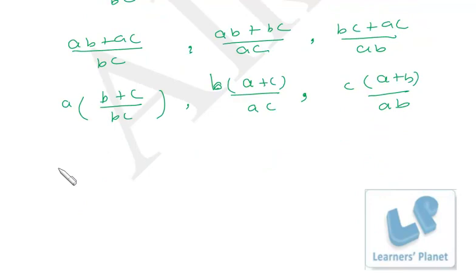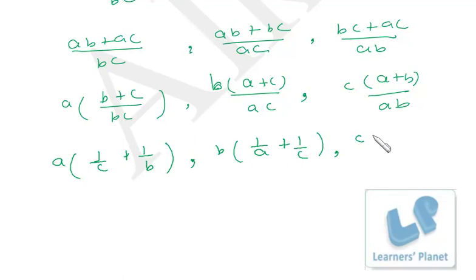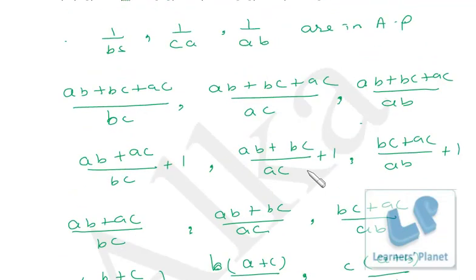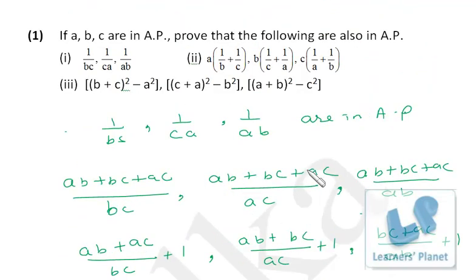So it can be written as 1 upon C plus 1 upon B, here it is 1 upon A plus 1 upon C, and here it is 1 upon A plus 1 upon B. So this is also in AP, and we had to prove the same, that this is in AP. This is the same thing.